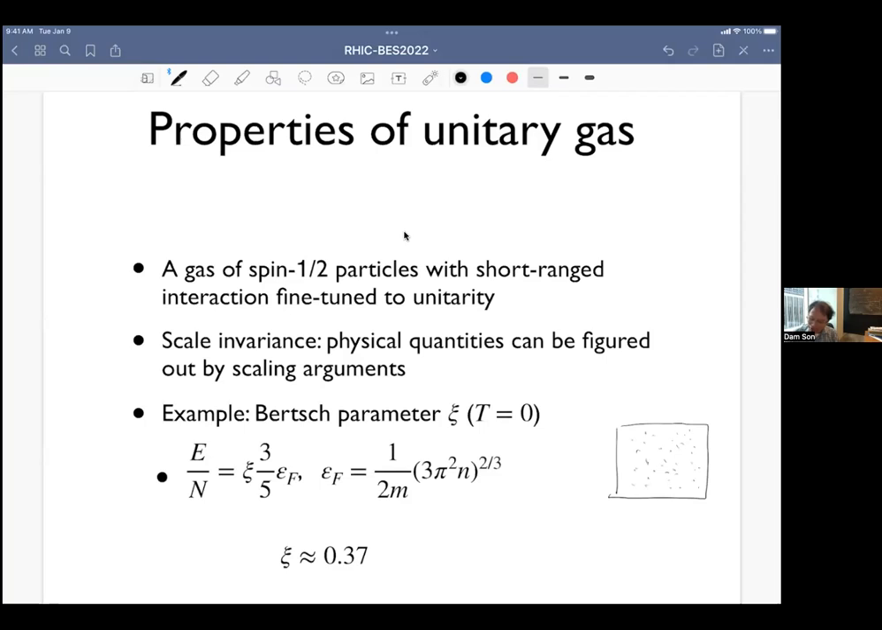depends on the density of these particles in the same way as a free Fermi gas, except for a new dimensionless parameter Xi, which is called the Bertsch parameter. The energy of such a gas is equal to Xi times the energy of a free Fermi gas with the same density. So the factor Xi has now been computed numerically and measured experimentally to be around 0.37. This unitary Fermi gas has enough attraction between the particles to reduce the ground state energy by more than 60%.